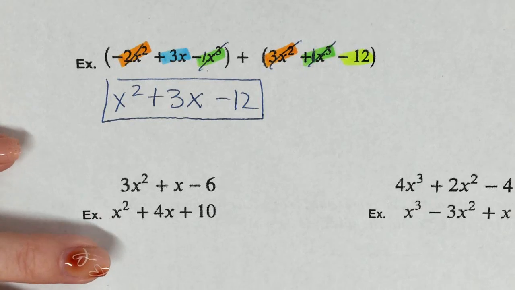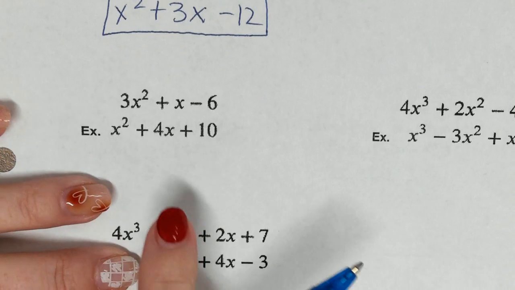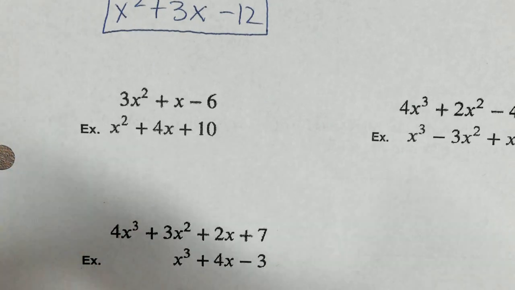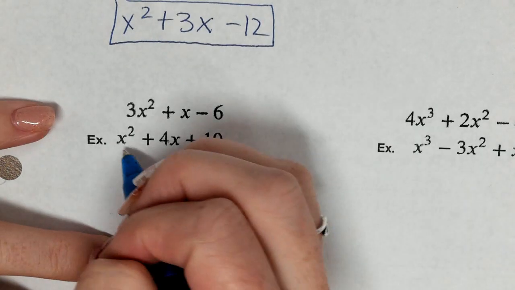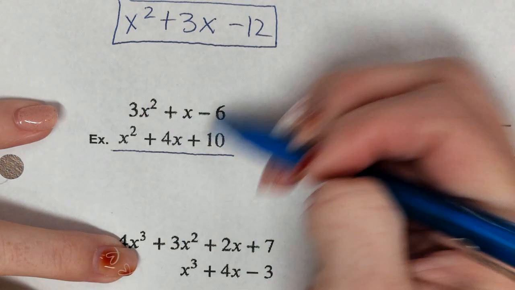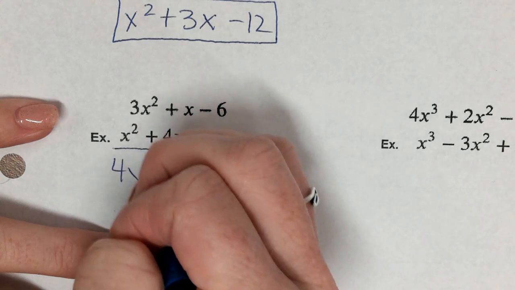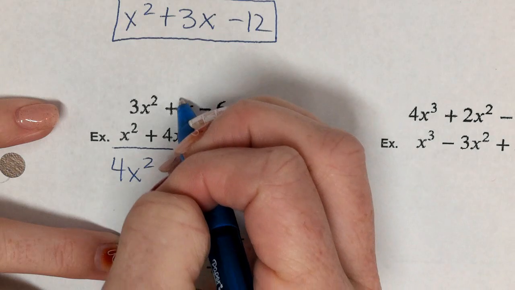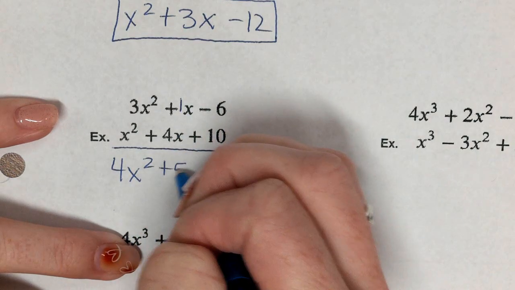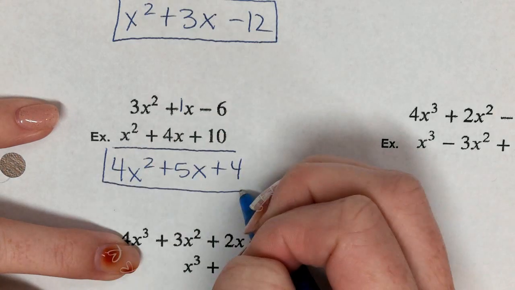Easy? Yes. Now the next way I'm going to show you is by stacking them. Now it's already stacked for you. You still have to be careful that the terms are alike, because sometimes they'll stack them and the terms aren't alike. So be mindful of that. Okay, so this I'm just combining and I'm just stacking them going down. What is 3x squared plus 1x squared? 4x squared. What is 1x plus 4x? So plus 5x. And what is negative 6 plus 10? 4. And then I'm done.